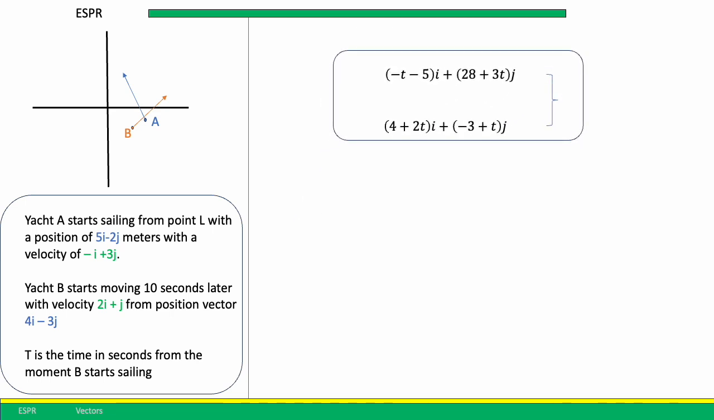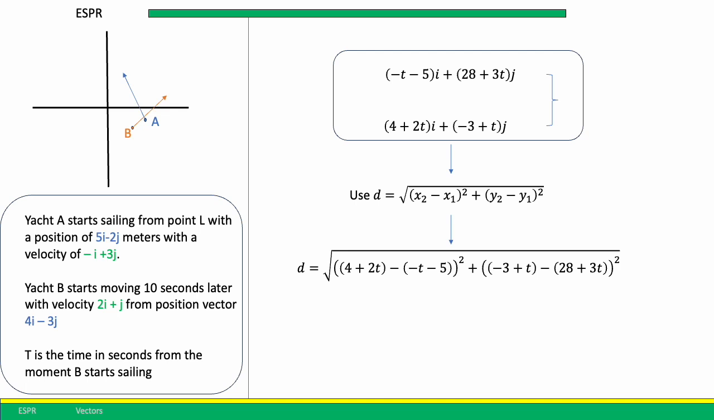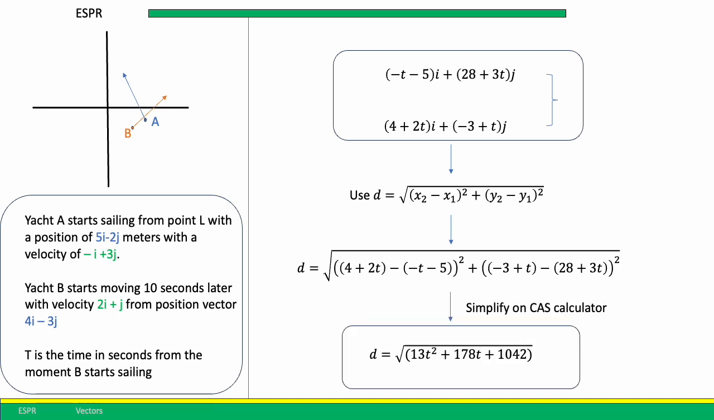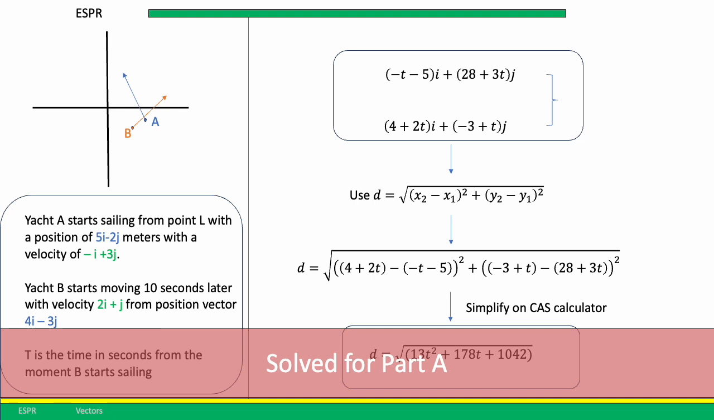Now, we can use these two equations and the distance formula, which comes from Pythagoras, and it states that the distance is the square root of (x2 minus x1) squared plus (y2 minus y1) squared. We can then substitute in these values, and it gives us an expression. We can simply put this in a calculator to give us this simplified form. Now we've solved for part A, as we have found an expression for the distance between the two yachts in terms of t.